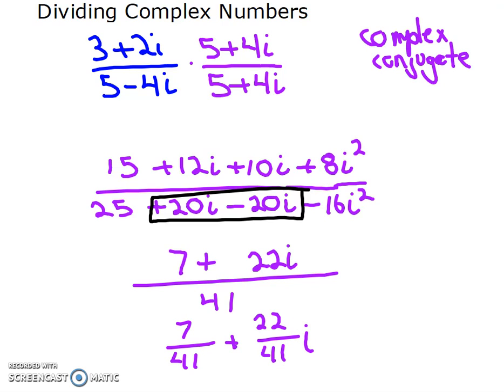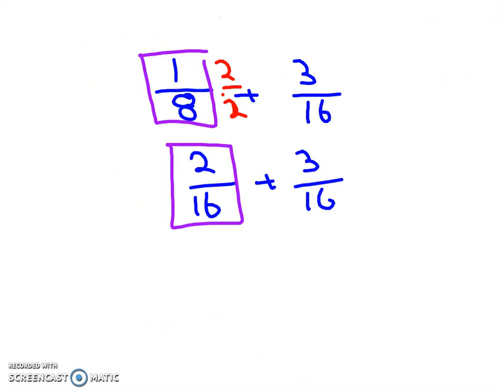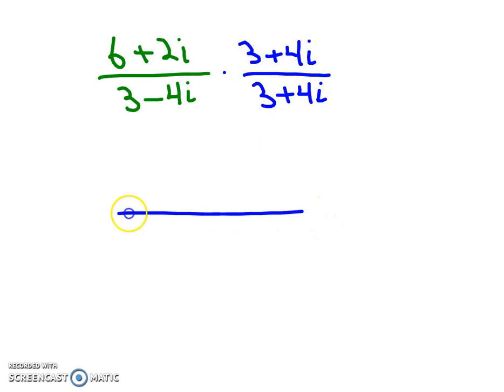So you were dividing these two complex numbers, to do that, you multiply the top and bottom of the fraction by the complex conjugate of this denominator, crank through all the foiling and everything, and ended up with your answer right there. So let's do another one. 6 plus 2i over 3 minus 4i. So what am I going to multiply the top and bottom by? 3 plus 4i.